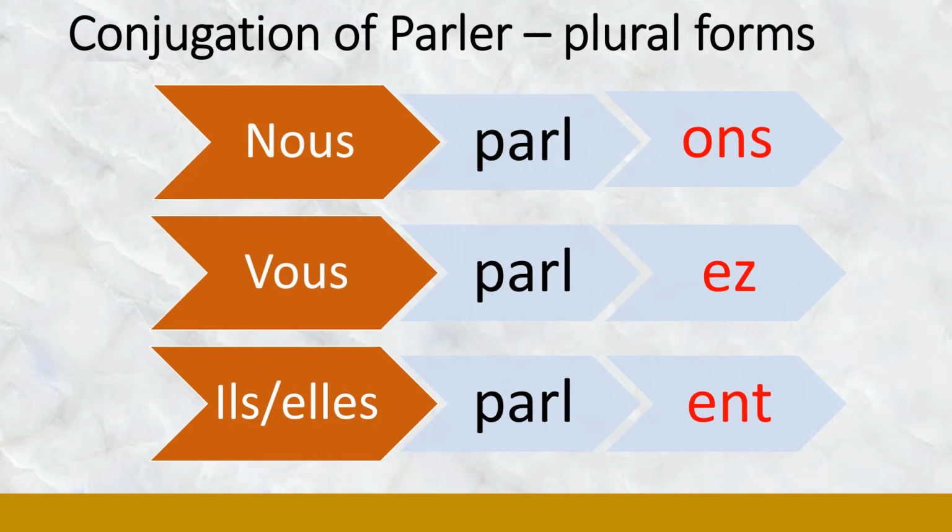Now we're moving to the plural forms. So whenever you have a nous, the ending will be ONS. Whenever you have a vous, the ending will be EZ. And whenever you have the they form, you would have an ENT. So in terms of pronunciation, it goes je parle, tu parles, il or elle parle, which means that it's the same pronunciation, even though there's an S at the tu. And then nous parlons, vous parlez, ils parlent. So we are back to the parle right at the end. Otherwise, it's nous parlons, vous parlez.